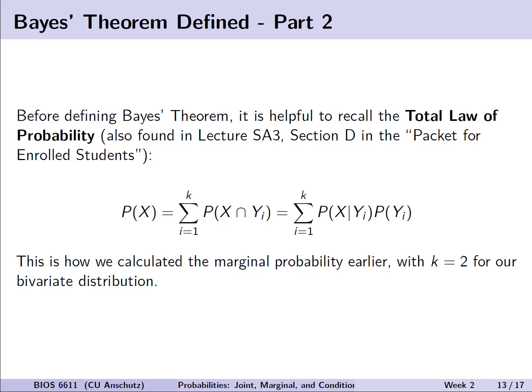Also, before defining Bayes' theorem, it's helpful to recall what we have named the total law of probability. This is found in lecture SA3, section D, in the packet for enrolled students in week 0. Essentially what this says is that for some probability x for a marginal distribution, we can represent that by the sum of x and all of its intersecting parts with some other random variable y. We're leaving it generic or abstract, so y can be from 1 to k, but with our bivariate distribution, k just equals 2.